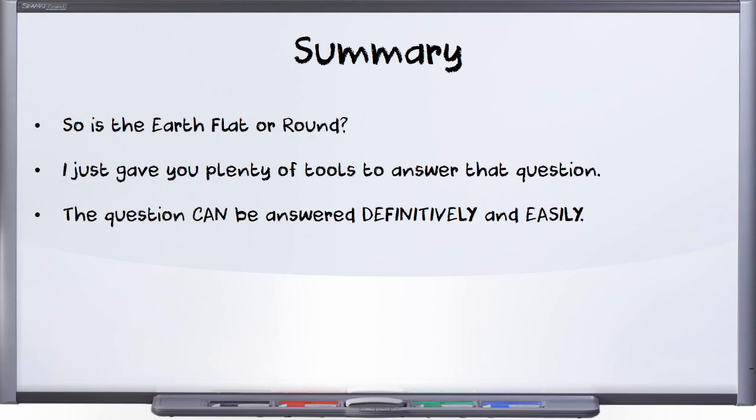So if you encounter someone who says, oh, well, there's no way to be sure. You'll have to fire me up in a rocket. There's no way to be sure unless I can go up in a rocket and look for myself. That person has just failed. They have failed at critical thinking. There's absolutely plenty of ways that we can definitively, easily answer this question without going up in a rocket.